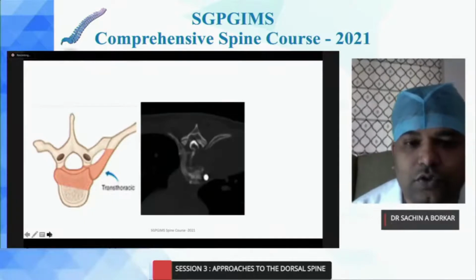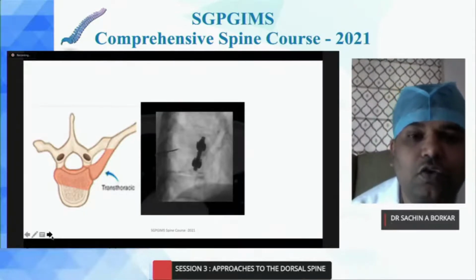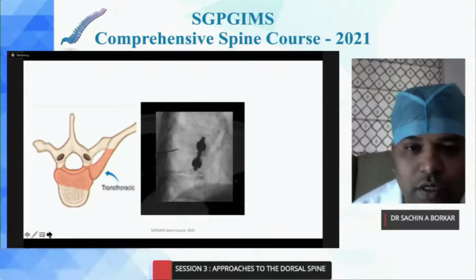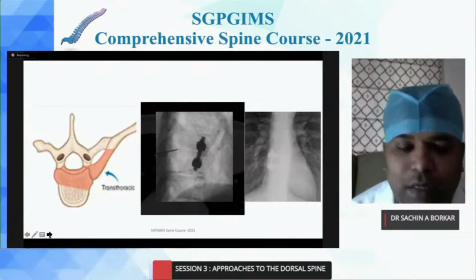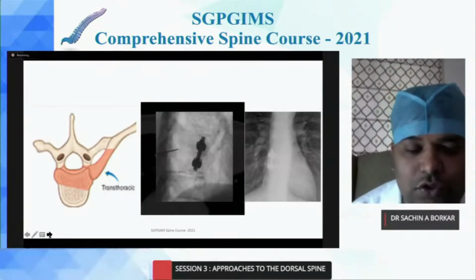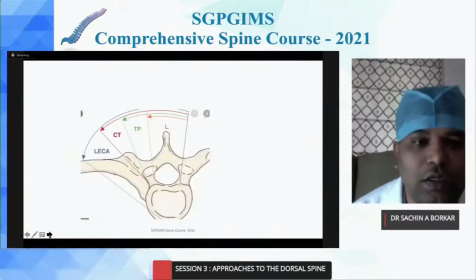So transthoracic can be approached for compression, and there may not be a need for fixation, and even if you want to fix, you can put 2 body screws and a staple, and that is good enough, rather than doing a complete pedicle screw and rod fixation. It's a very short segment fixation if you need to do that at all.